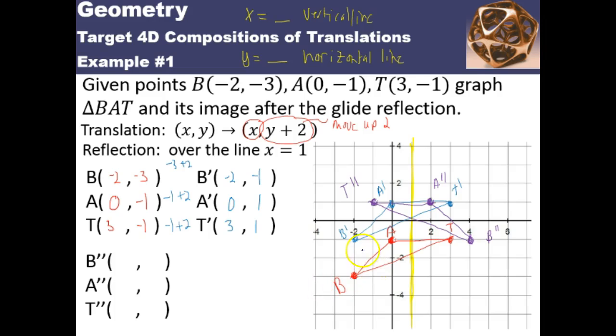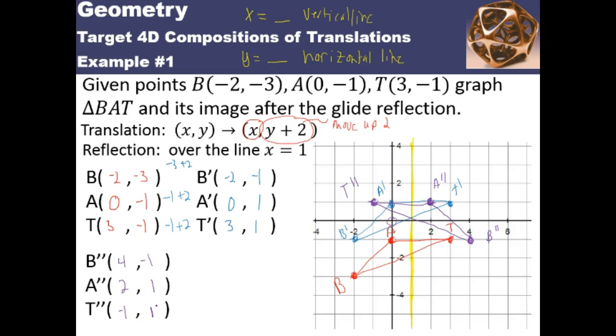And then I just have to write the coordinates. Now it's super important when I'm looking at the coordinates that I remember that that's the origin. So I'm counting from there. When I look for B double prime, it looks like we're at the point 4, negative 1. And A double prime is at the point 2, 1. And T double prime is at the point negative 1, 1.